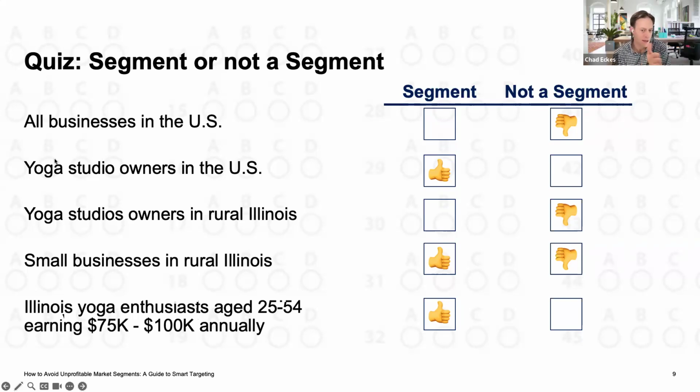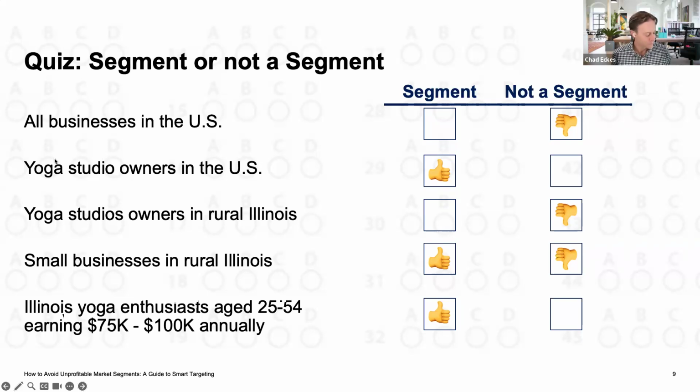And it does kind of come down to is it big enough to matter? And that's relative to your business, right? Like if all you do is sell yoga mats and you're looking to make, you know, $100,000 in revenue a year, and you've got enough of a total addressable market in yoga studio owners in rural Illinois, then that can make you happy for sure.